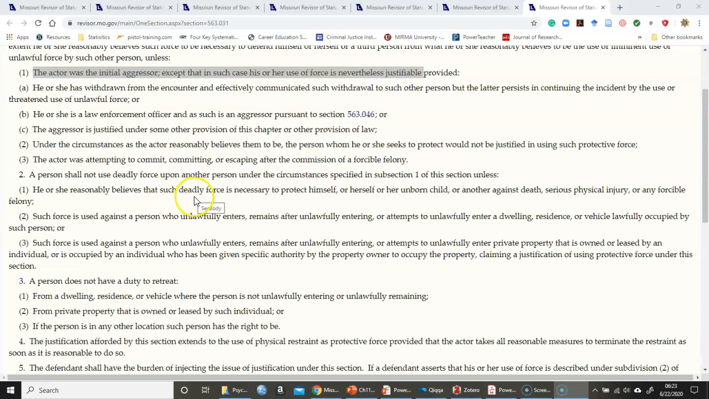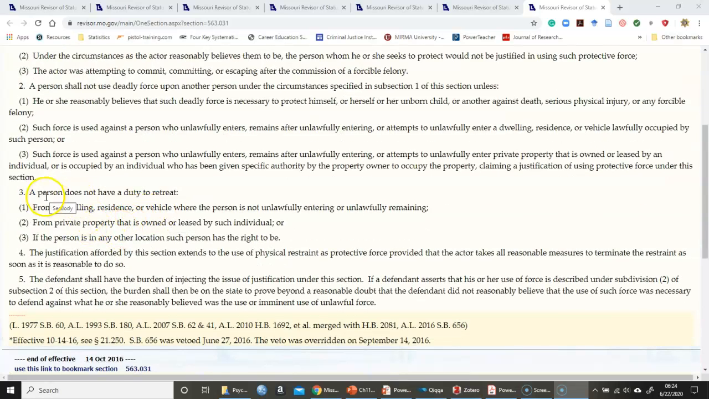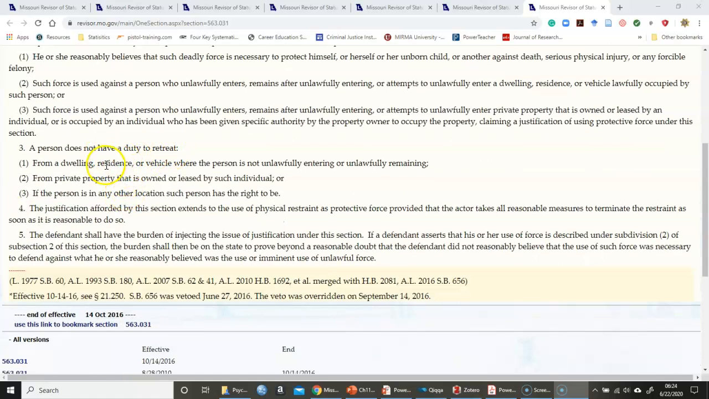But they reasonably believe it's deadly force necessary to protect himself or herself or an unborn child against death, serious physical injury. And then we go on down, it starts talking about the castle doctrine. So a person does not have a duty to retreat from a dwelling, residence, or vehicle, or the person is not unlawfully entering private property owned or leased, if the person is in any other location such person has the right to be. And the justification afforded by this section extends to the use of physical restraint as a protective force, provided that the actor takes all reasonable measures to terminate the restraint as soon as reasonably possible.